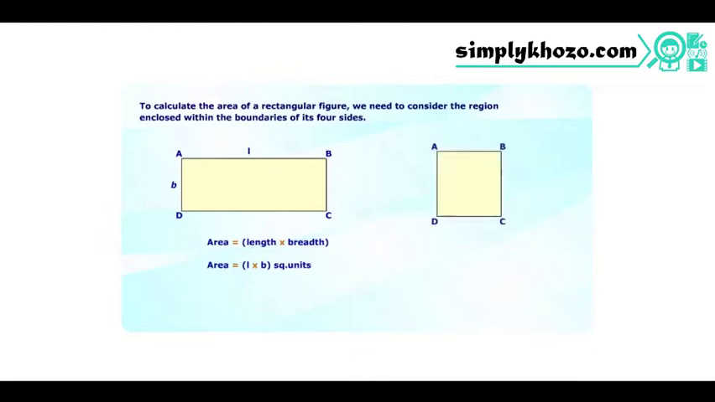Similarly, to calculate the area of a square, you need to know the measure of its sides. The area of a square is given as a product of its sides. Area is equal to side into side, or area = side squared.